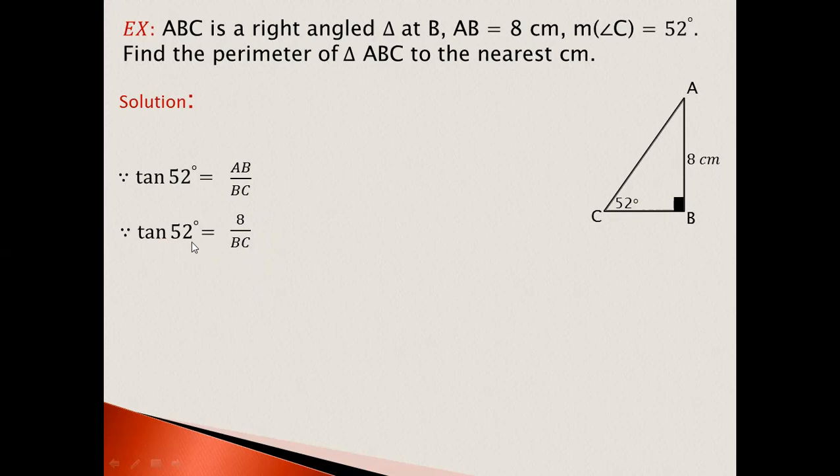We can replace tan 52 by BC over 8, and it's going to be BC equals 8 over tangent of 52. That means BC is approximately equal to 6.25 centimeters.